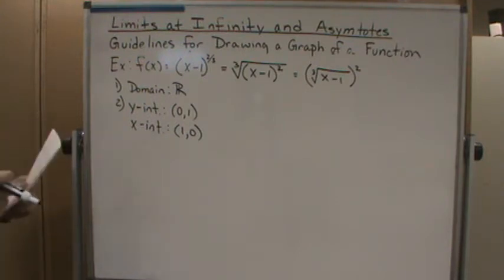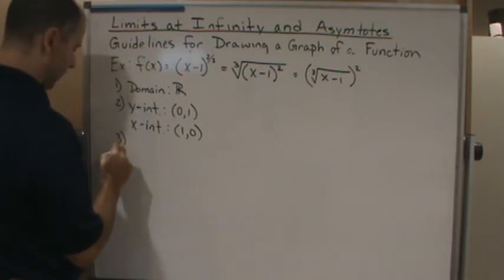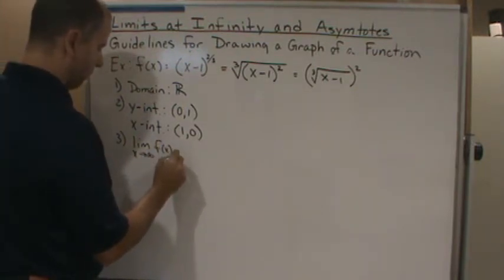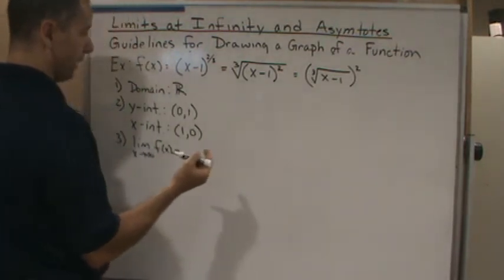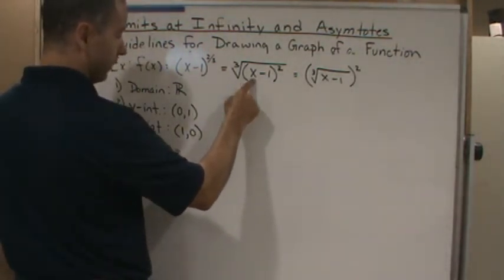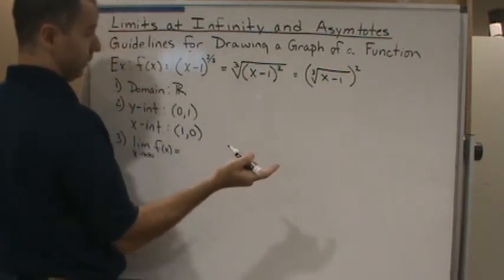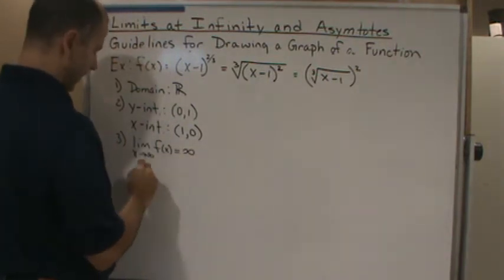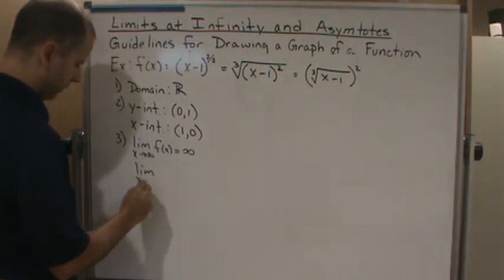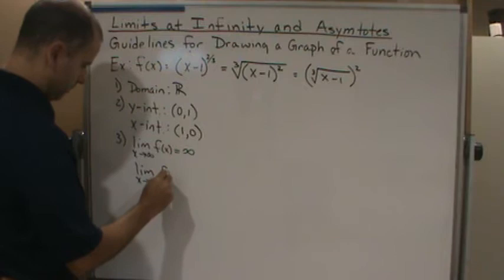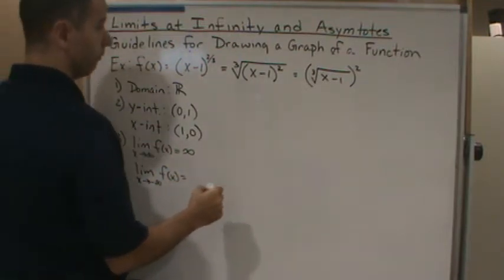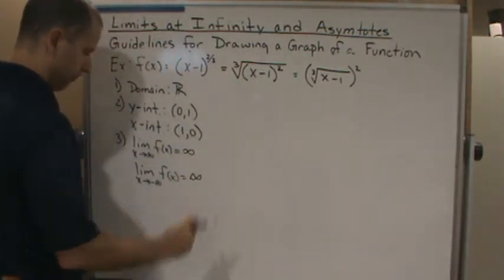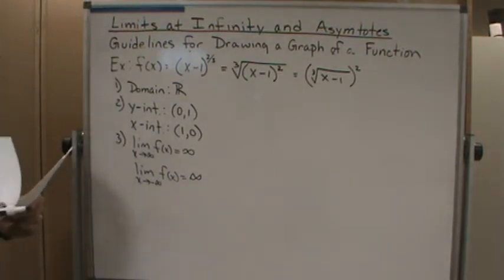Now step three is end behavior. Again we're going to take the limit as x approaches positive infinity of f of x. As x goes to positive infinity, this is also going to positive infinity. As x goes to negative infinity, this is still going to go to positive infinity. So we got that.